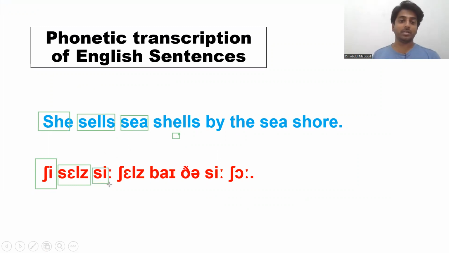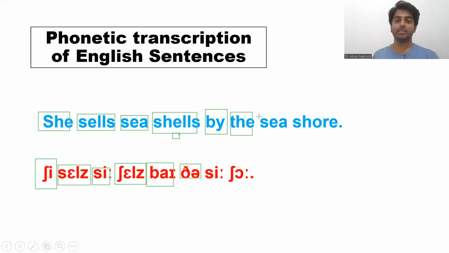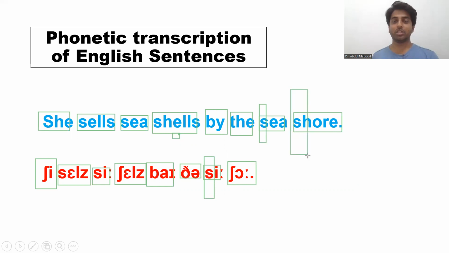See, then see, shells, then shells, buy, then buy, the, see, show, and show. So here it is sa sound, here it is sa sound, here it is sha sound, so here it is sha sound. Fine, this is the difference.